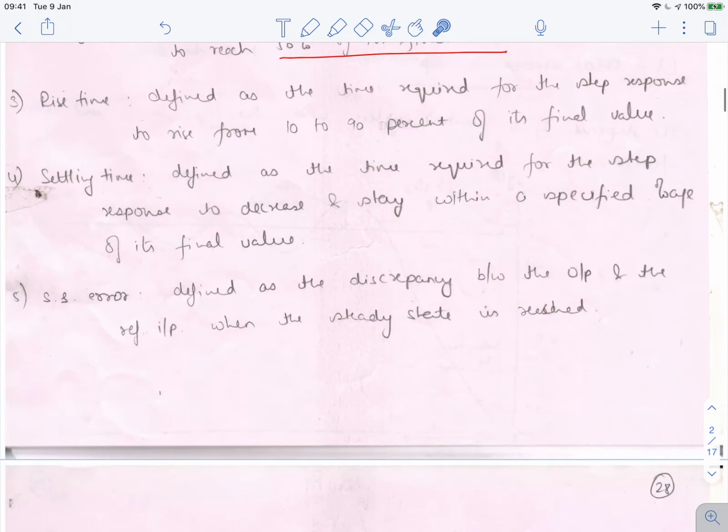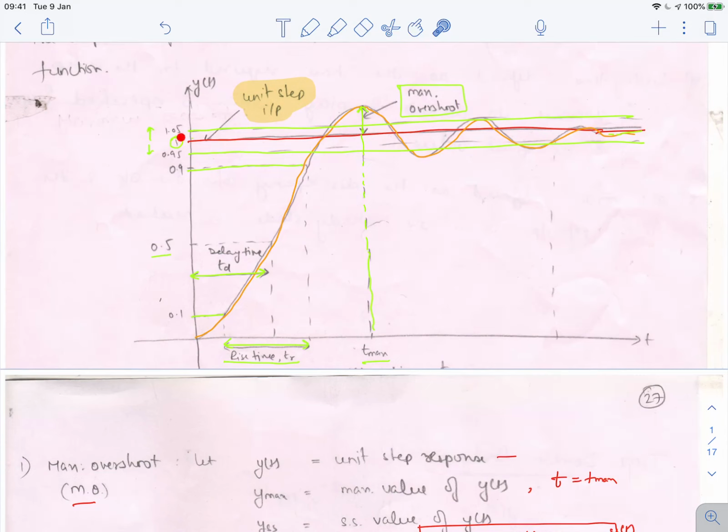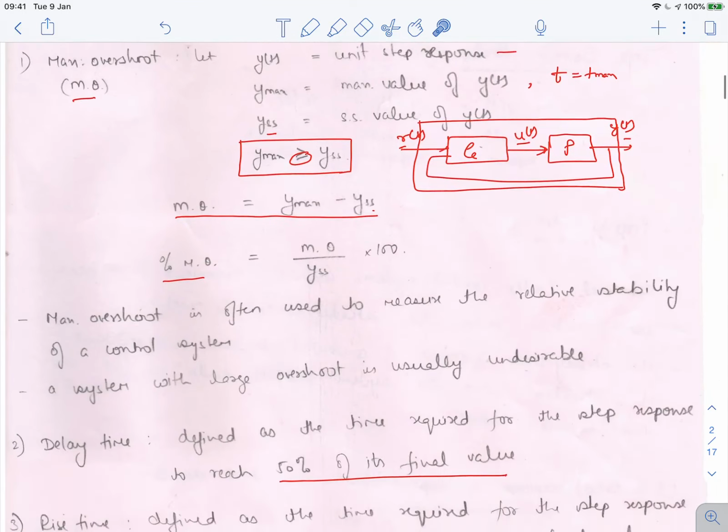The settling time is defined as the time required for the step response to decrease and stay within a specific percentage of its final value. Most of the time we take plus minus 5% around the steady state value of the input, and in some textbooks it goes beyond this 5% also. Some take plus minus 5%, or plus minus 7%, plus minus 10%. We will come to those aspects also.